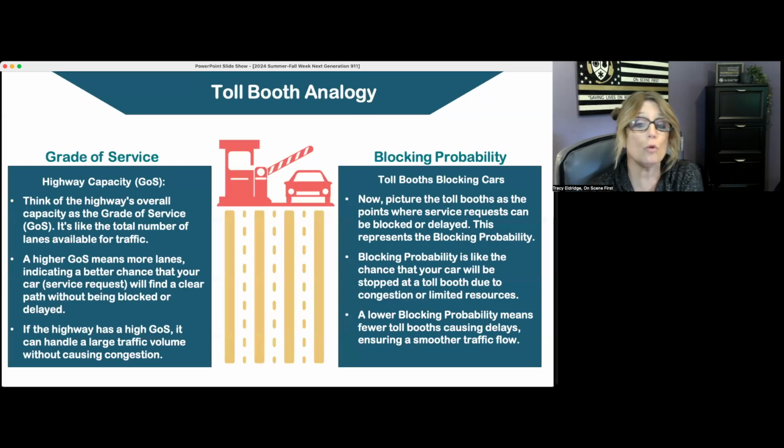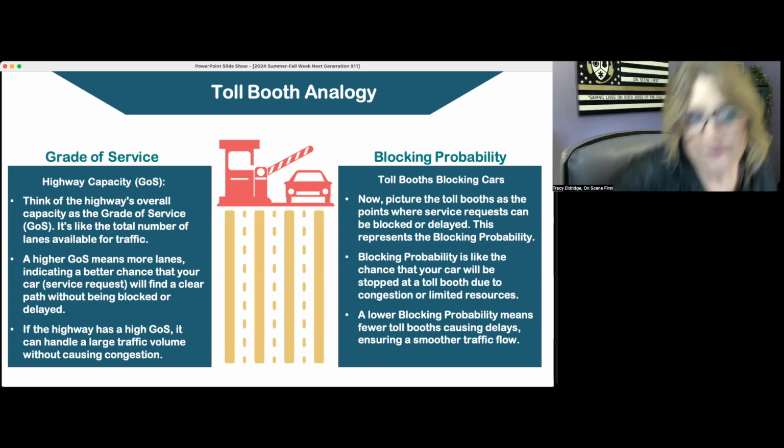So I'm going to use a toll booth analogy. The grade of service can be considered the highway capacity. So how many lanes do we have? Do we have one lane and we can end up with some congestion at certain times of day? Do we have a 6-lane highway? Do we have, as I mentioned a couple weeks ago, the ability to shift lanes, like the HOV lane moves from one side to another at different times?